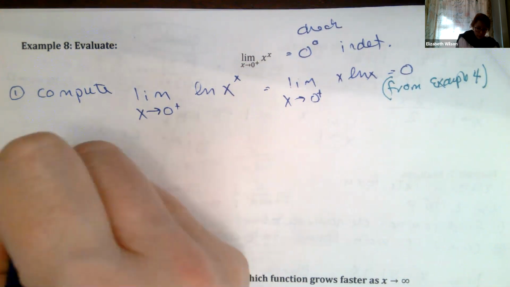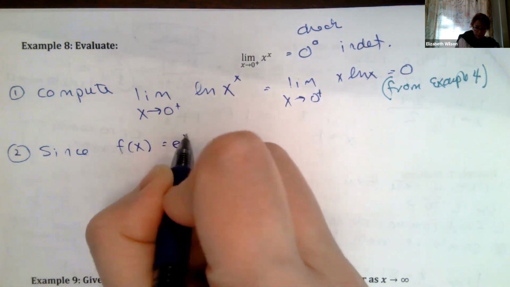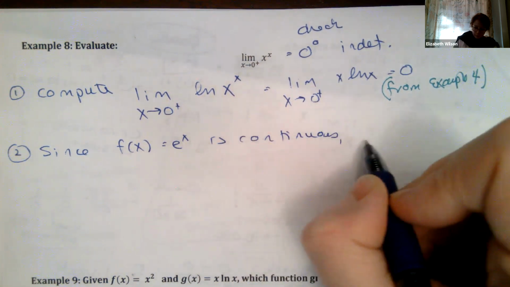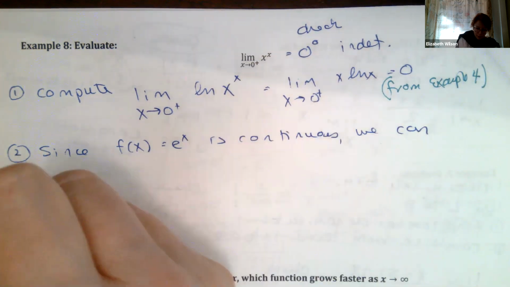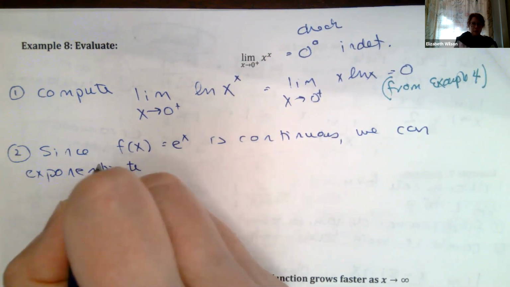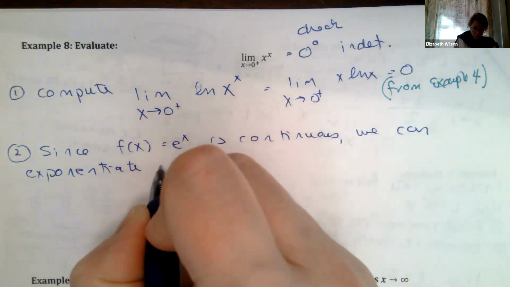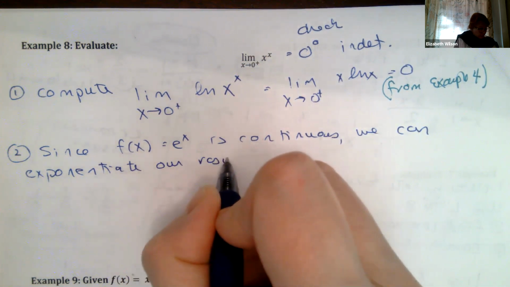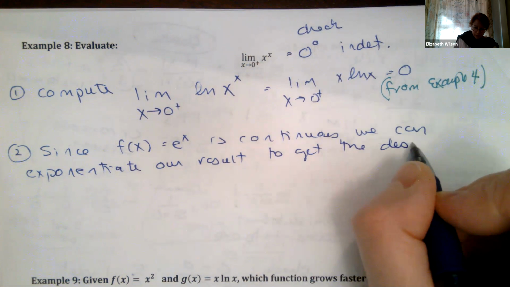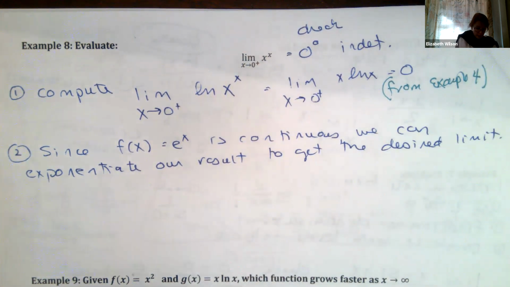Watch. So I'm going to say this. Since my function f of x equals e to the x is continuous, we can exponentiate. Exponentiate means I'm going to make it into an exponent. I can exponentiate our result to get the desired limit. Okay, so watch what we're going to do. I'm going to say this.